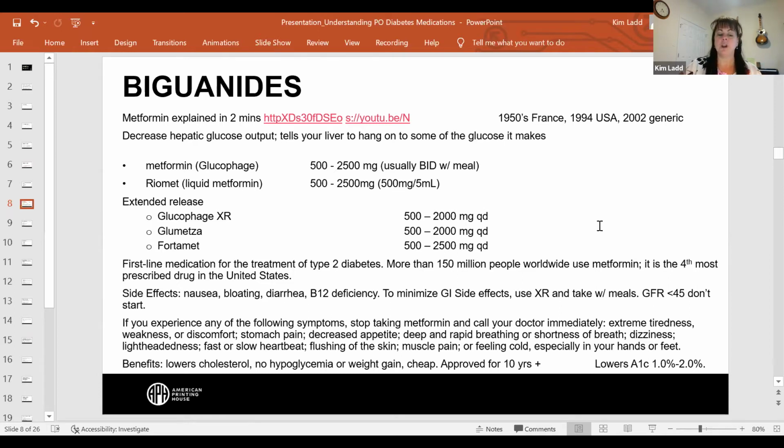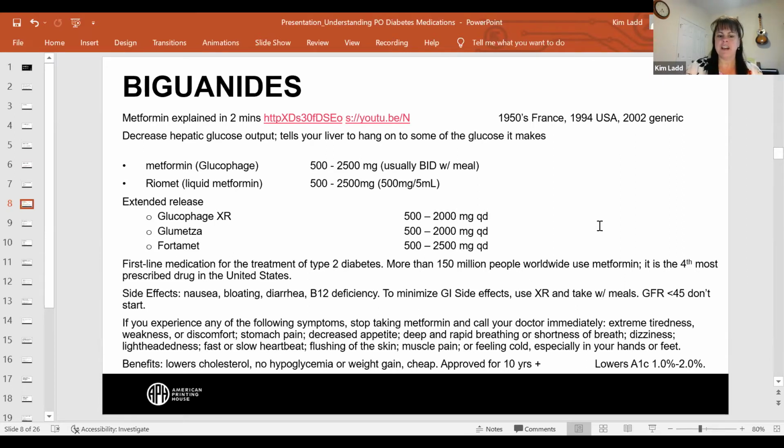So another great benefit of metformin is that it's a cheap pill. If you go to a pharmacy that does the $4 generics, it's a $4 generic. Big companies like Walmart and a couple other big pharmacies participate in the generic program. So you can get a month's worth of metformin for $4 or 90 days worth for $10. So if you have a problem with finances, metformin is a great pill to help you with that.